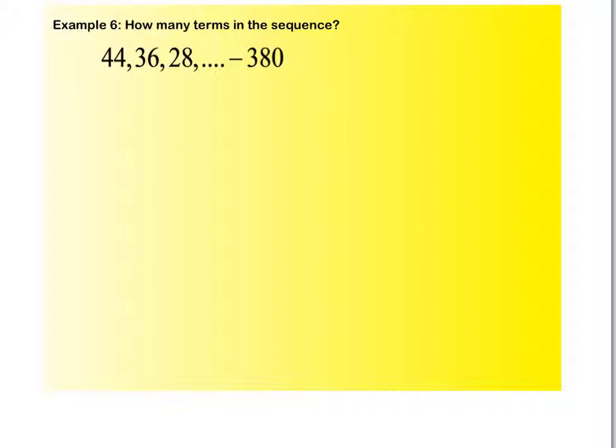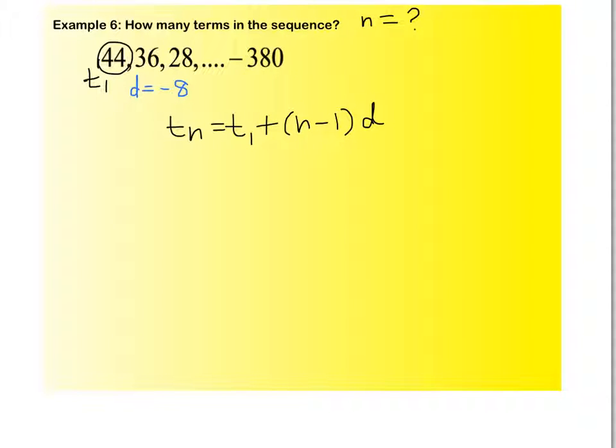Okay, our next example says how many terms are in the sequence. So essentially this question is saying what is your n? That's what we're solving for. We're given T1, I can see that just by reading it off. And I can also tell that my common difference between each term is subtracting 8. So that's two things that I'm given, and now let's look at the formula we have to work with. I know T1, I know d, and I'm trying to solve for n.